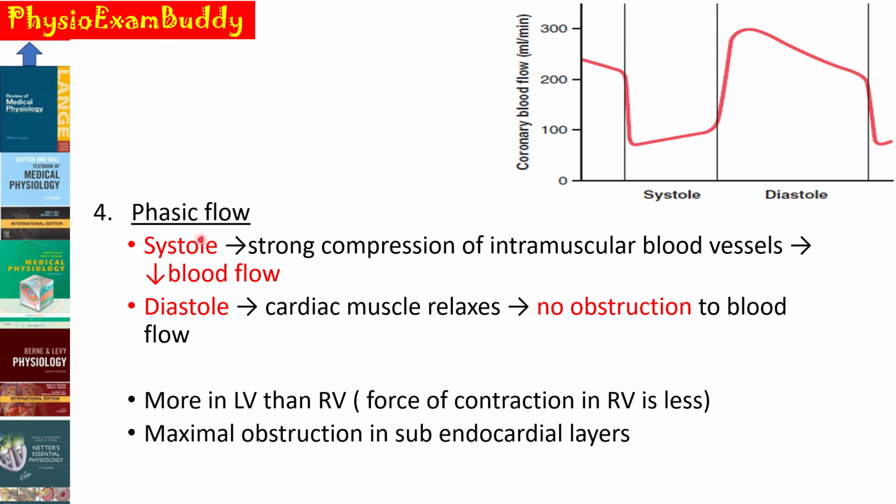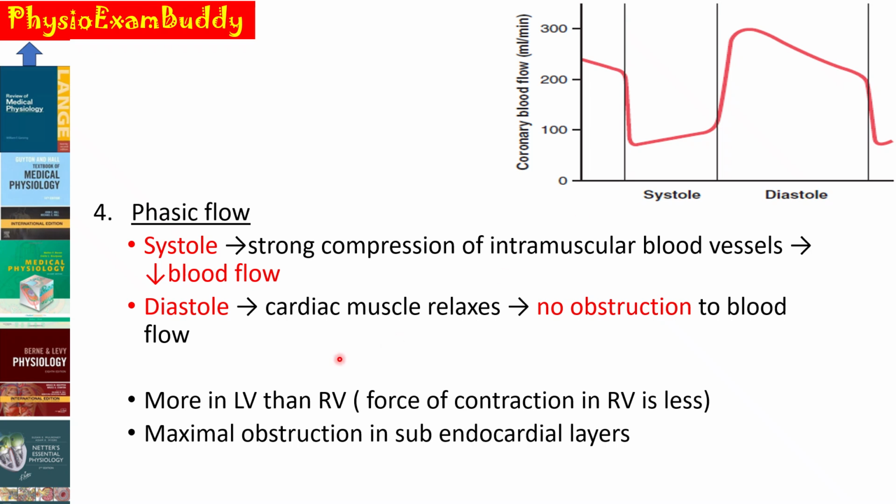That is, the flow varies during different phases of the cardiac cycle. During systole, there occurs a strong compression of the intramuscular blood vessels. So, there will be a decrease in the blood flow through these coronary blood vessels during the systolic phase of the cardiac cycle. Whereas during the diastolic phase, our cardiac muscle relaxes. So there is no obstruction to the blood flow through the coronary blood vessels. So basically the coronary blood flow is more during the diastolic phase when compared to that of the systolic phase.